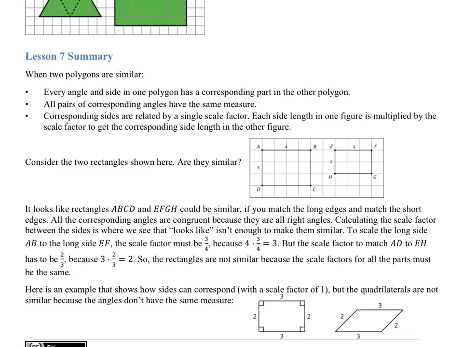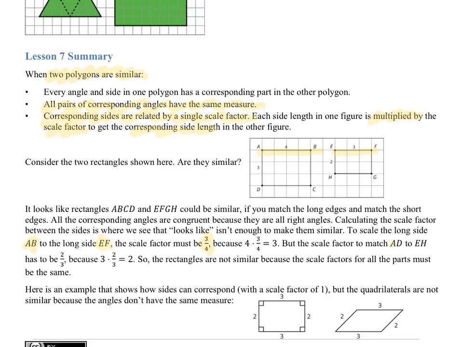To summarize the lesson 7 concepts, two polygons are similar if all pairs of corresponding angles have the same measure, and if corresponding sides are related by a single scale factor, meaning that you can multiply the scale factor to one side to get the corresponding side length in the other. If you take a look at ABCD and EFGH in the diagram, and then look at the work below, they compare AB to EF because those two sides are corresponding, and that creates a ratio of 3 to 4.